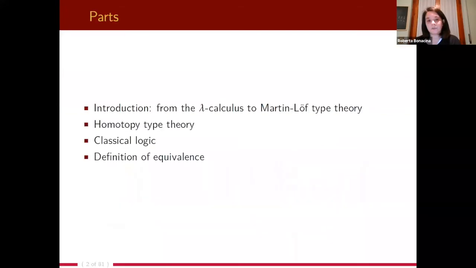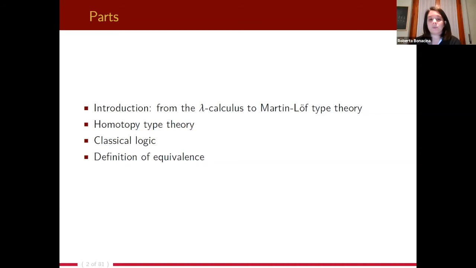This is the first part of the course. Well, the course will be divided in 4 parts, even if it will consist of 3 lectures. The first one will be an introduction, starting from the very beginning, so from the Lambda calculus, and introducing all the features of Martin-Löf type theory.